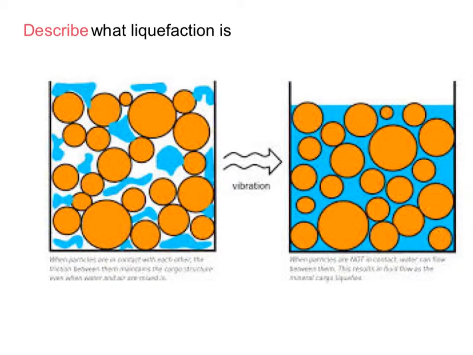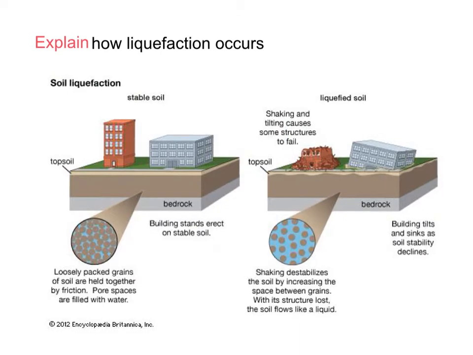First, you'll have to describe what liquefaction is. Liquefaction is the process that causes soil to lose its strength by moving the soil particles apart. In other words, the soil, which was once solid, then begins to act like a fluid, kind of like quicksand. You'll then have to explain how this occurs.